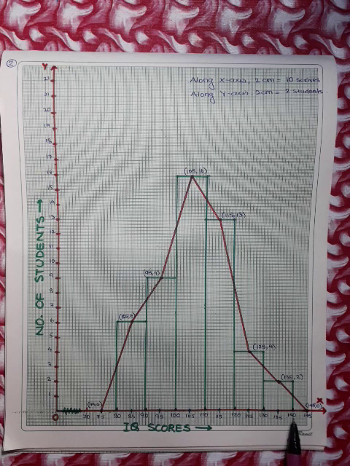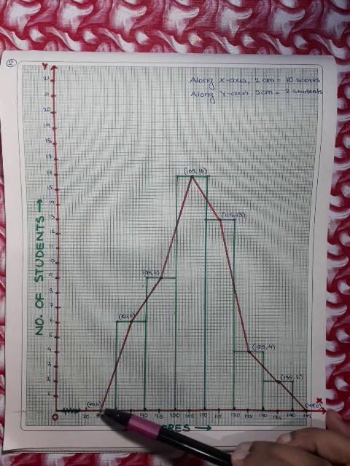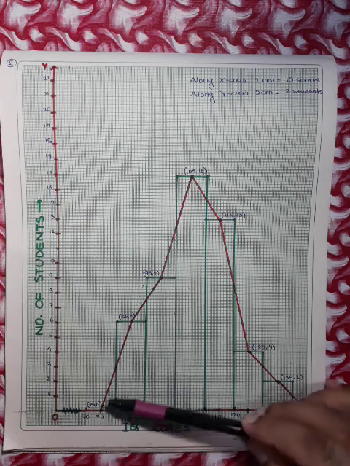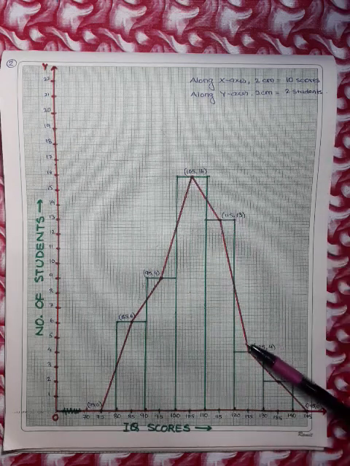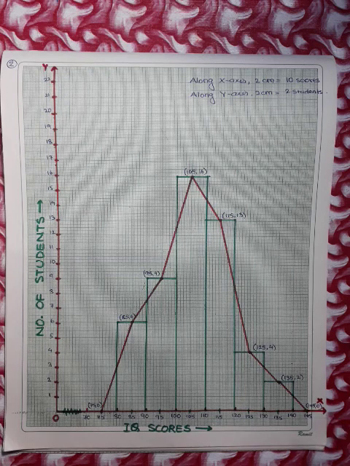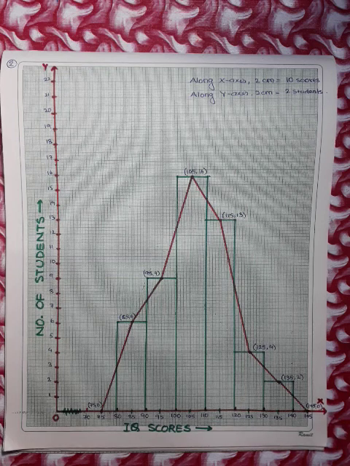Now in the last, as I have told you, you must start from 0. That means the frequency must start from 0 and it must end at 0 only. So the middle value of 140 to 150 is 145, and you can conclude over here. Now with freehand or with the help of a scale you can draw. If you join these points, this will become the frequency polygon for this particular question. I hope all of you have understood this. Thank you.